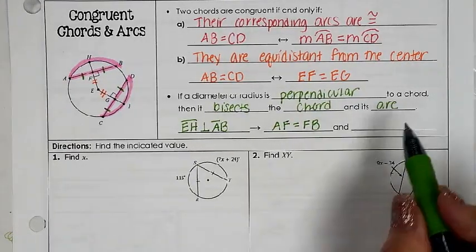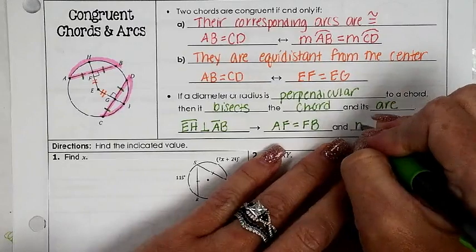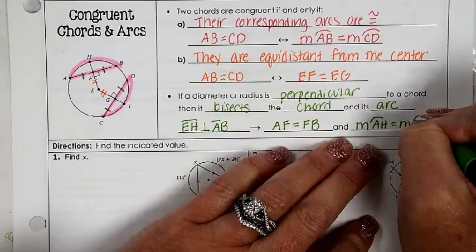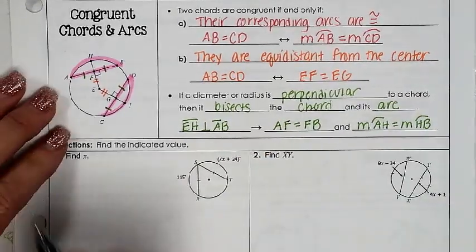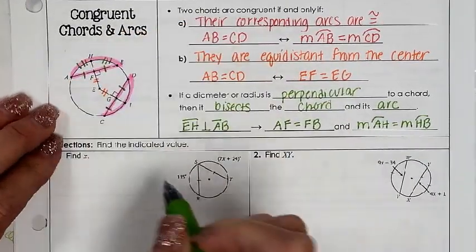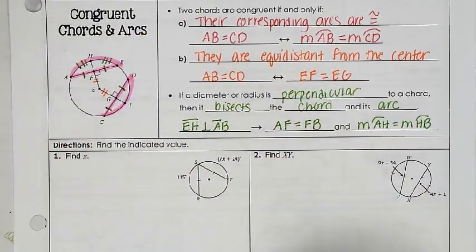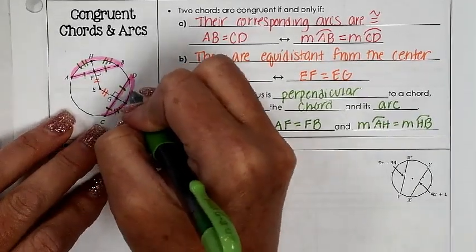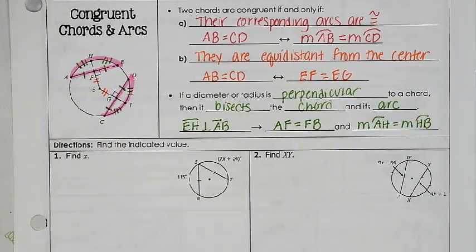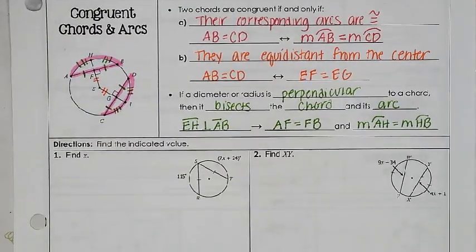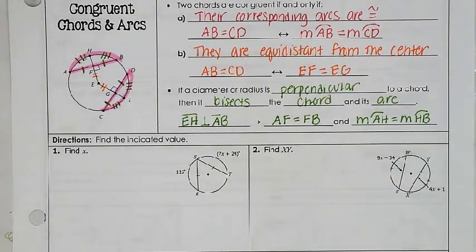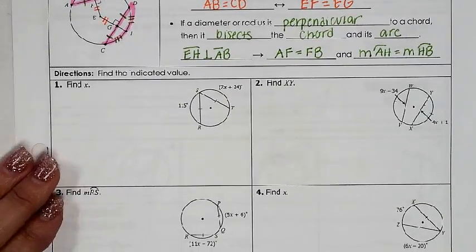So it bisects the chord, but it also bisects the arc. So that would also mean that measure of arc AH is equal to measure of arc HB. So that arc is bisected. Same thing over here. And same measure of arc. All right.